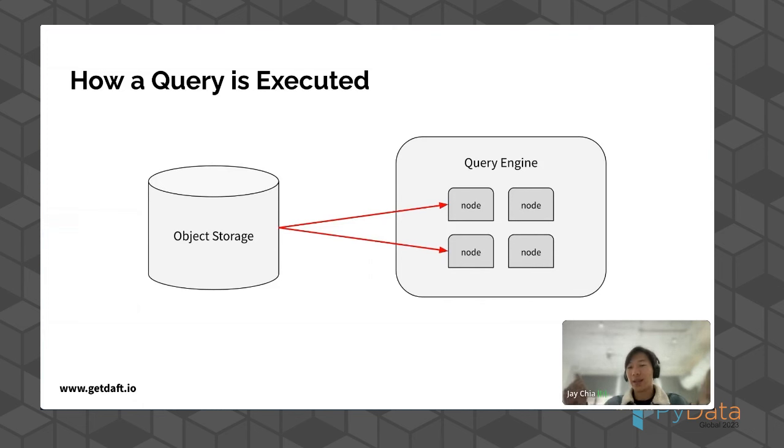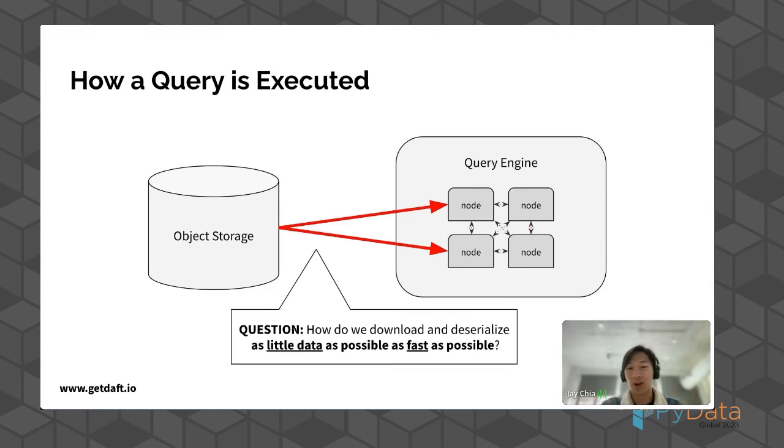Now the first thing you have to do when you run any query is pull down data from object storage. That's fundamental. You need to grab the data and pull it down to your machines. The second thing that's really expensive in these query engines is inter-node communication, because the nodes need to shuffle data amongst each other. For today's talk, we'll focus on the first part, which is how do we download and deserialize as little data as fast as possible from object storage, and how can we make this super efficient so that we can get data down and the query engine can then work on it.